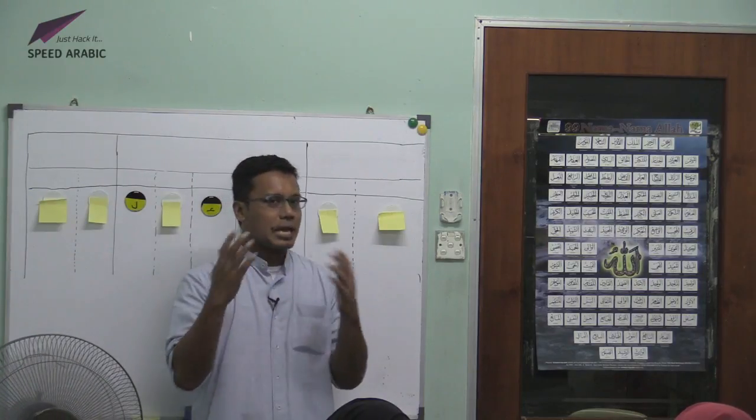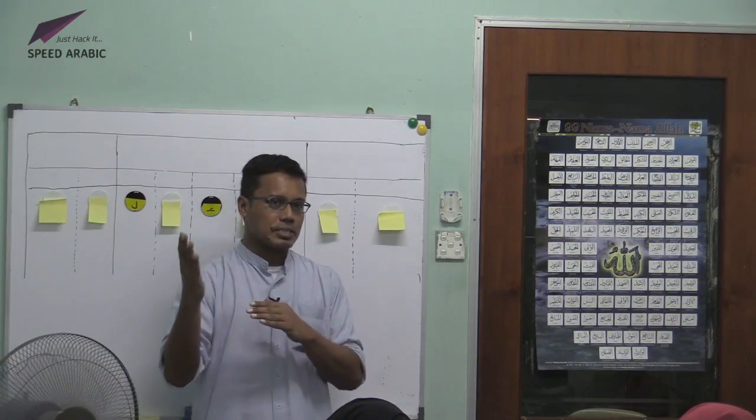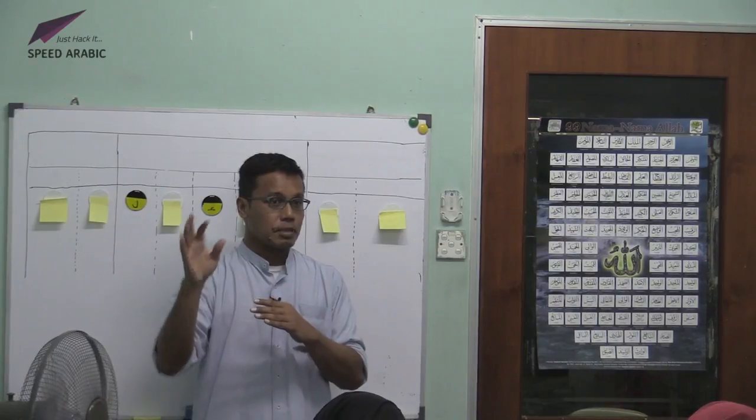Now we will go into dissecting the word part, before we go into the noun stance. But before that, let us just recap. What are the types of words? How many types of words are there? Three, right? What are they?